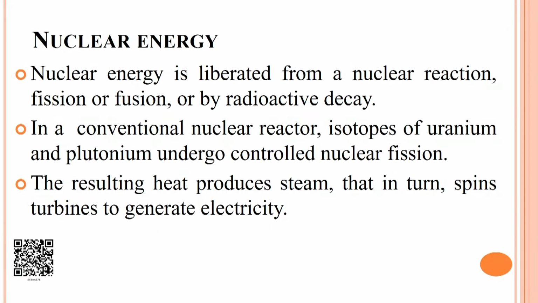So, now we will discuss another type of energy resource, that is nuclear energy. Nuclear energy is liberated from a nuclear reaction, fission or fusion, or by radioactive decay. In a conventional nuclear reactor, isotopes of uranium and plutonium undergo controlled nuclear fission. The resulting heat produces steam that in turn spins a turbine to generate electricity. So, we will take a little break. After the break, we will continue with nuclear energy.